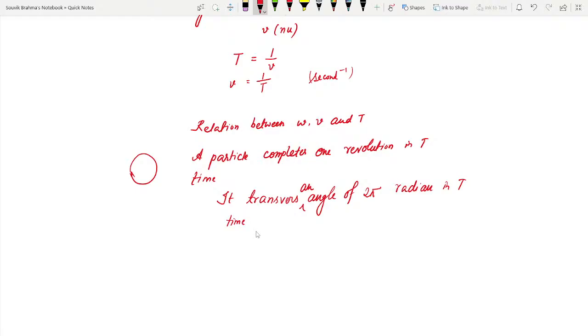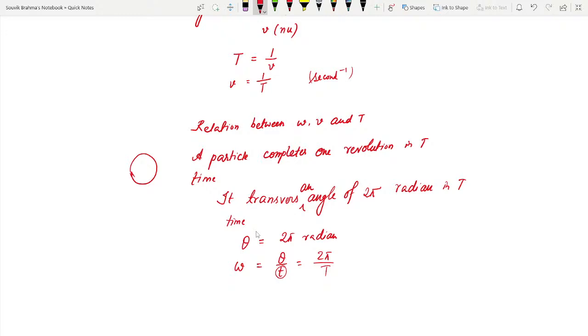Okay, so we know theta is equal to 2 pi radian. So d theta over here. Okay, so angular velocity omega is equal to this angular displacement by time. So 2 pi, here the small t is actually replaced by capital T because the time is actually the total time period.